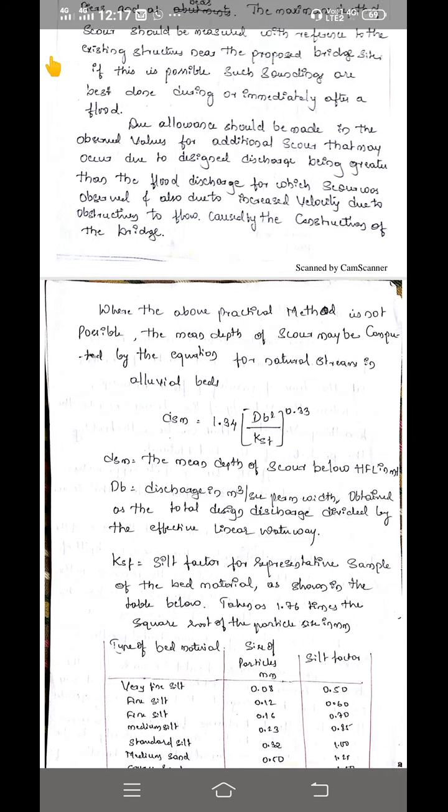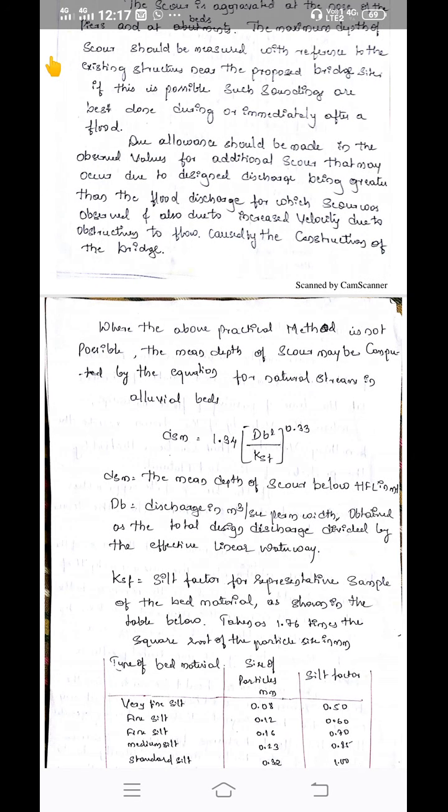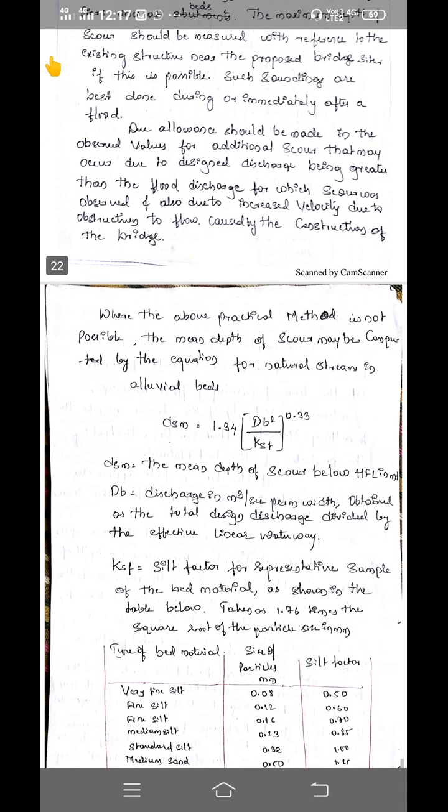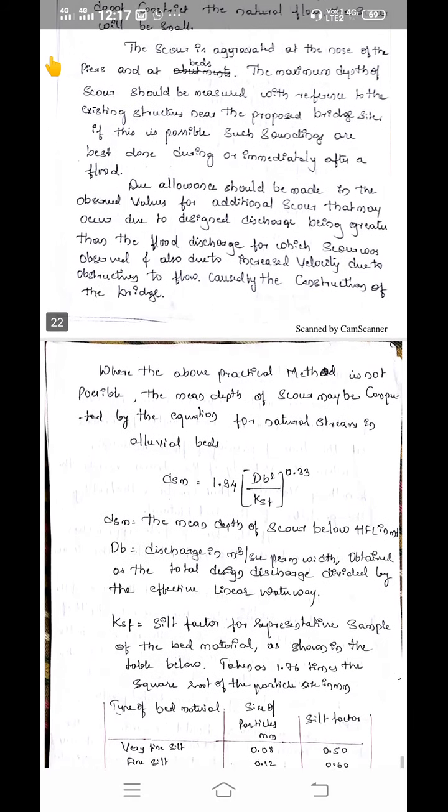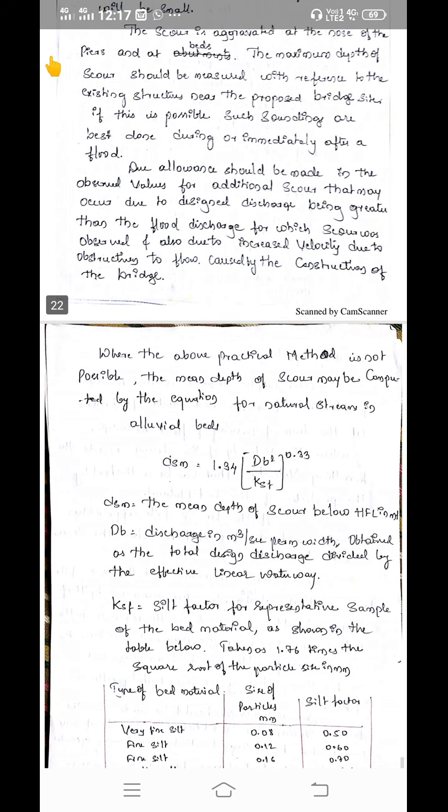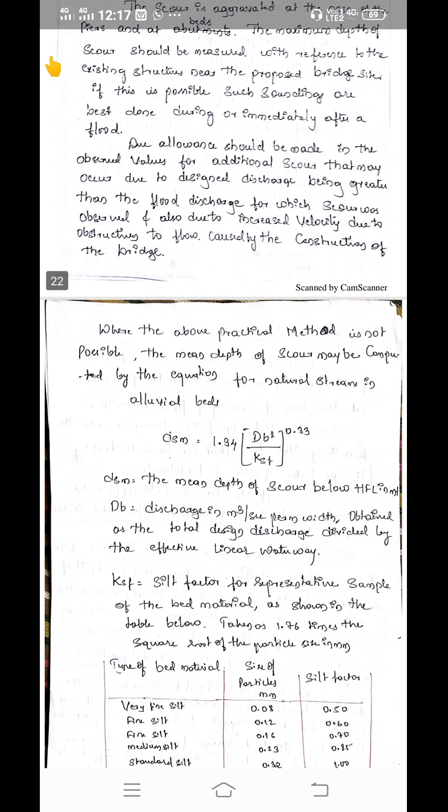This is about the linear waterway, scour, and afflux, and how they are related, and we have derived one formula to make it an economical one.